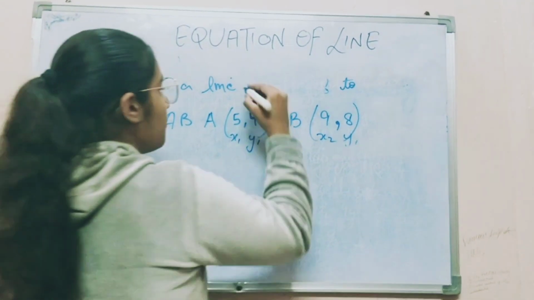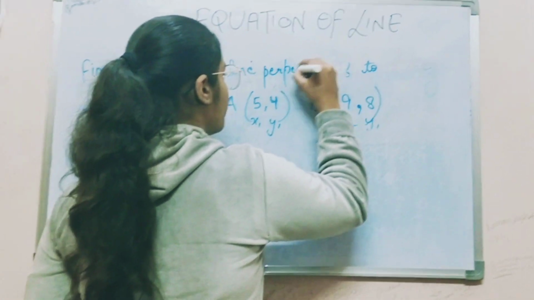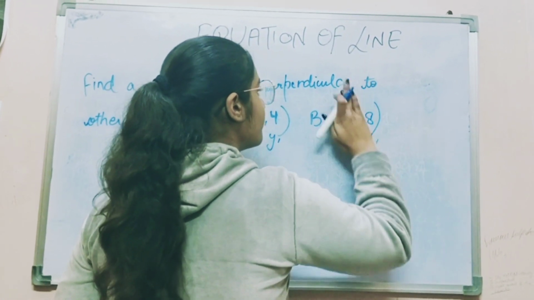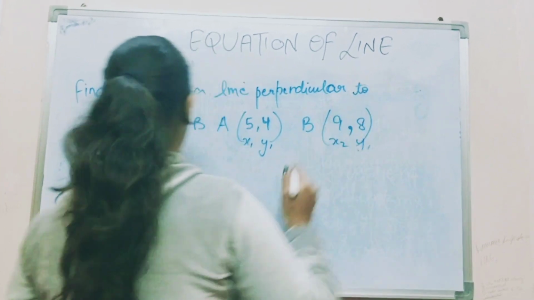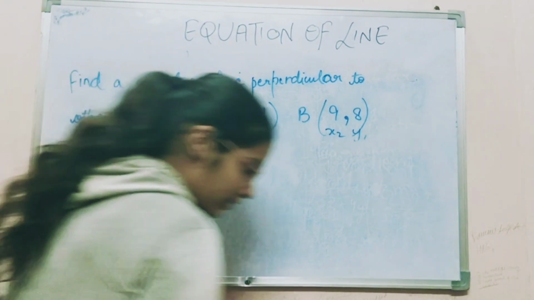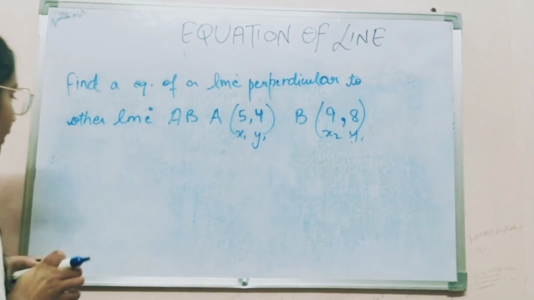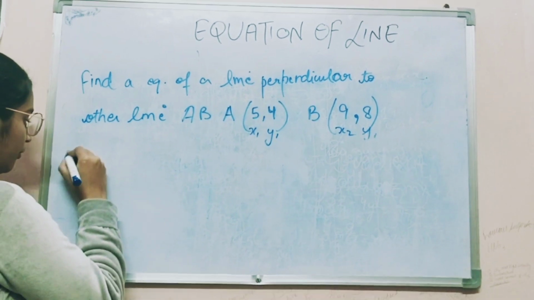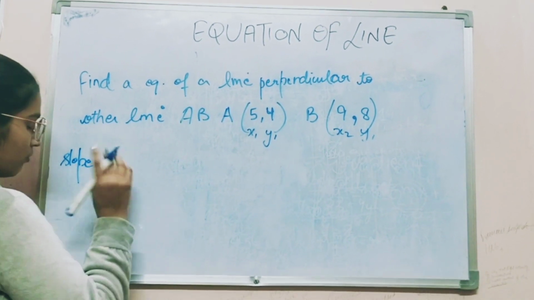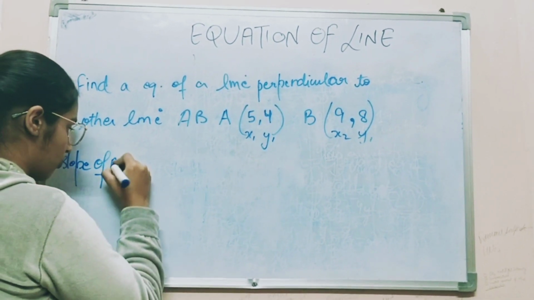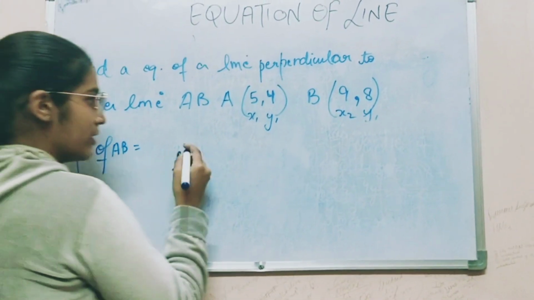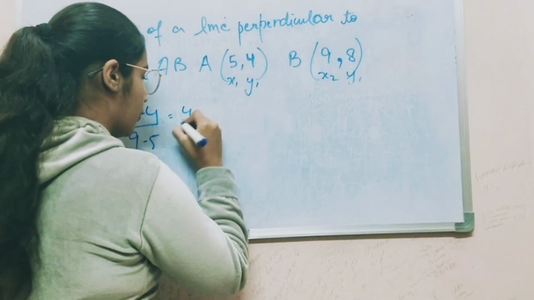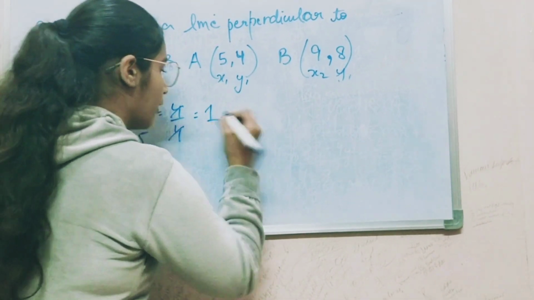Find the equation of a line perpendicular to another line AB. So, here again we are going to find the slope first, because from this only we are going to get the other slope. So you can see again how I find the slope. Slope of AB equals, so it will be 4 by 4, so the slope is 1 only.